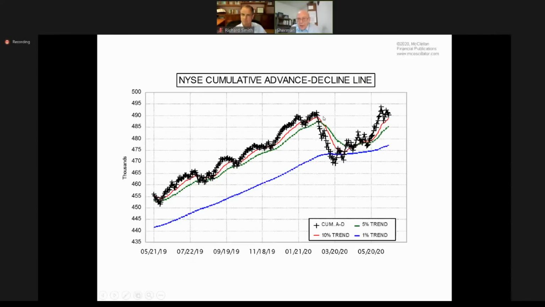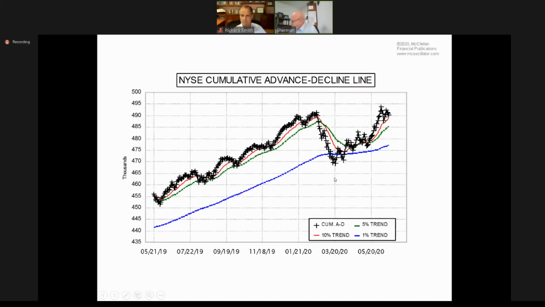The advanced decline line for the New York Stock Exchange was making new highs into February ahead of the decline for the pandemic. And it's now, of course, recovered to new highs. And so the liquidity that the Fed has injected into the economy and into the market and into the financial sector shows up as being a very liquid market, above this red 10% trend all the time.